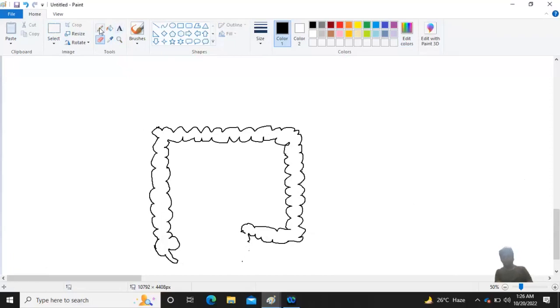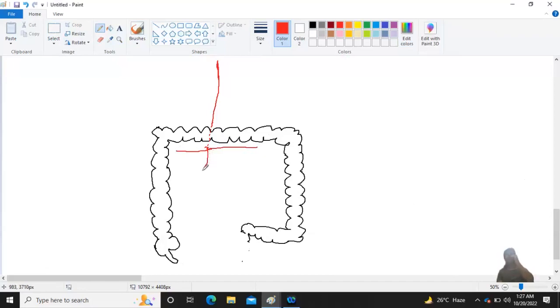So first we draw the arteries. Then remember there is an artery called the superior mesenteric artery, which comes like this behind the transverse colon. It gives one artery called the middle colic artery, which divides into left and right branches, like this.